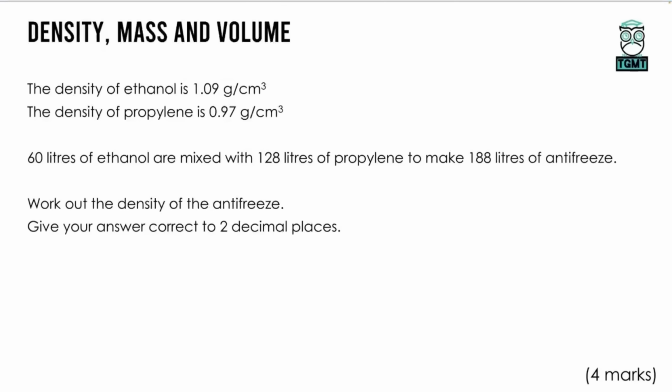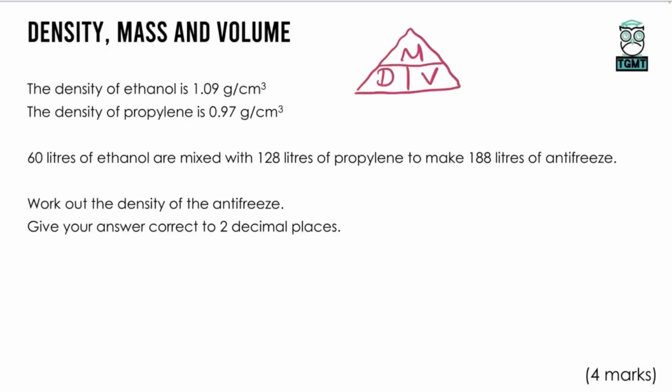Now, when we have density, mass and volume mixtures, I like to lay it out in a particular way. But it says here the density of ethanol is 1.09, the density of propylene is 0.97, and then it says 60 litres of ethanol are mixed with 128 litres of propylene to make 188 litres of antifreeze. Work out the density of the antifreeze. Now, the formula for density is that density is equal to mass divided by volume.